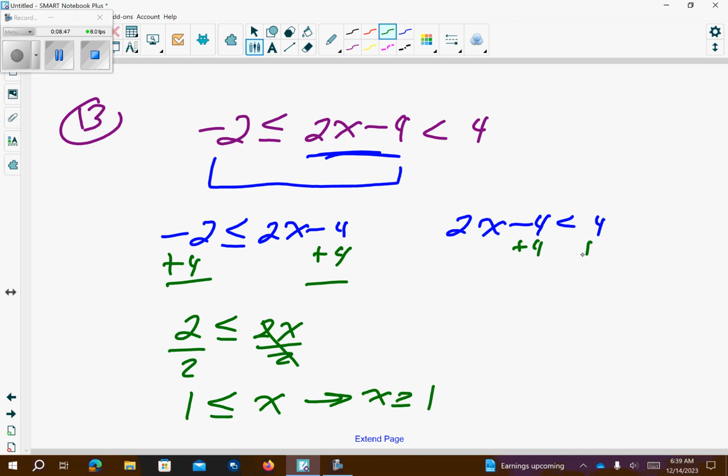And I add 4 to both sides here. So 2x is less than 8. Divide both sides by 2. X is going to be less than 4.